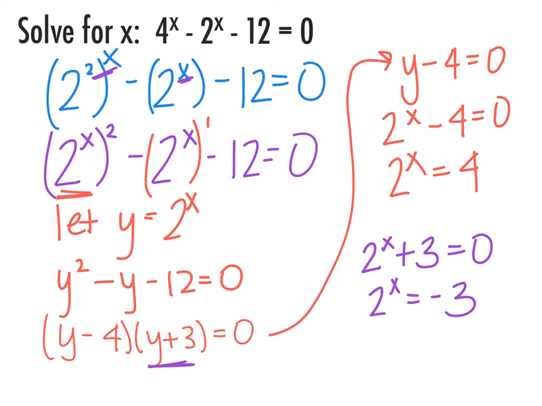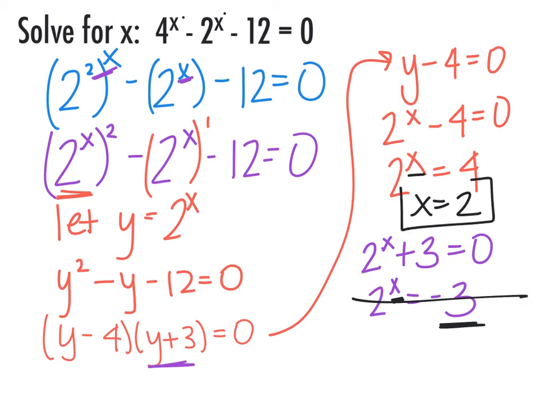So now I have to do a little bit of thinking here. And that is, this x is going to be 2 because 2 to the power of 2 is 4. And then I look here, and there's no power of x that's going to give me a negative 3. So this doesn't even work. So my algebraic answer is x equals 2.